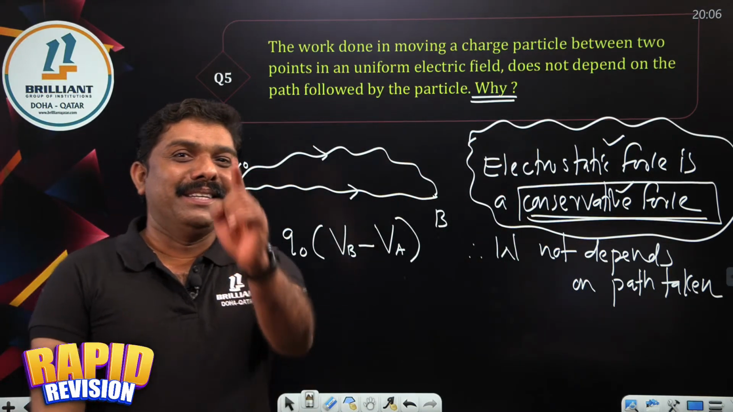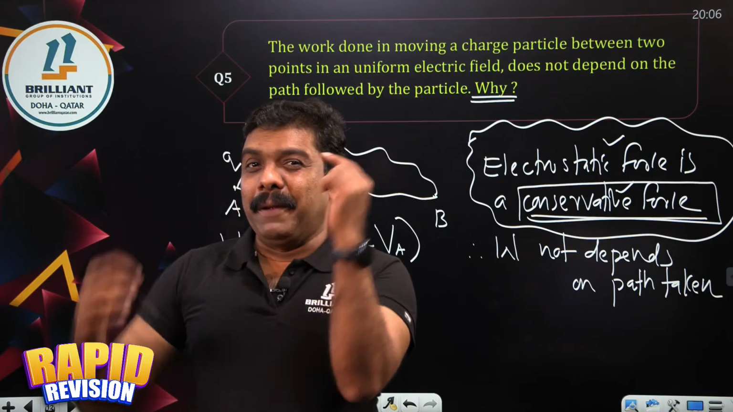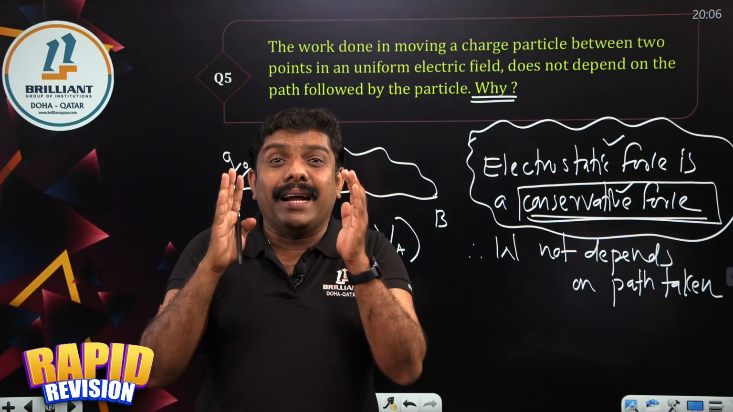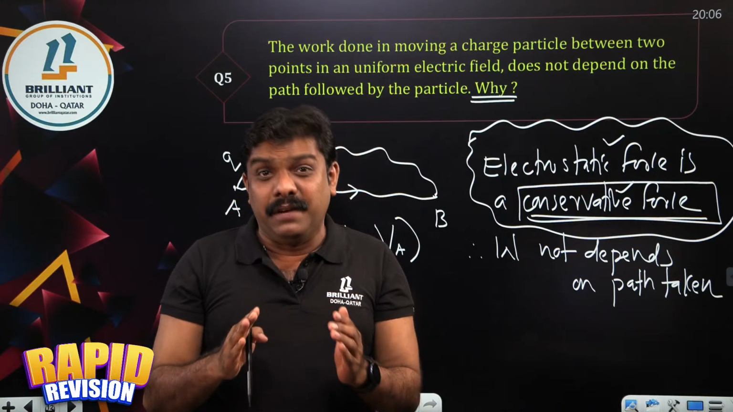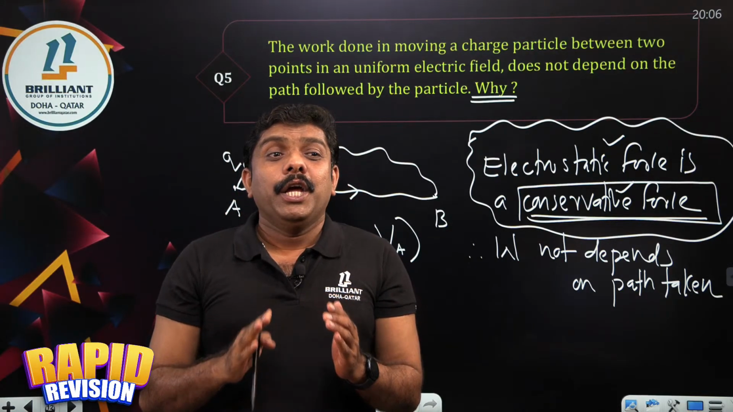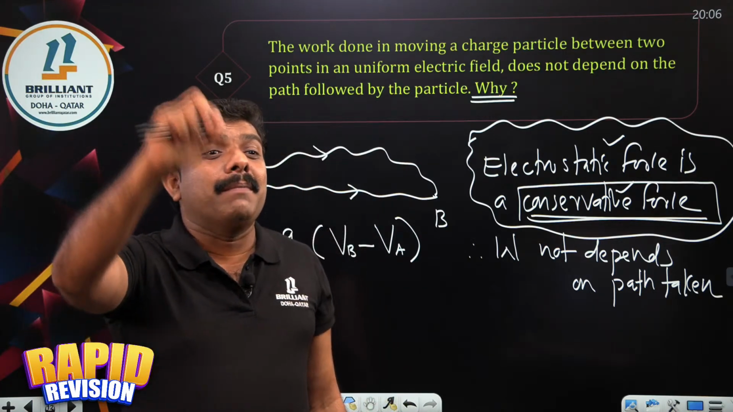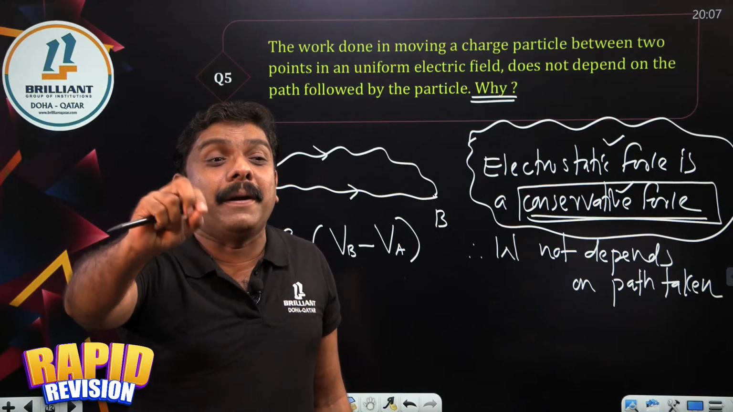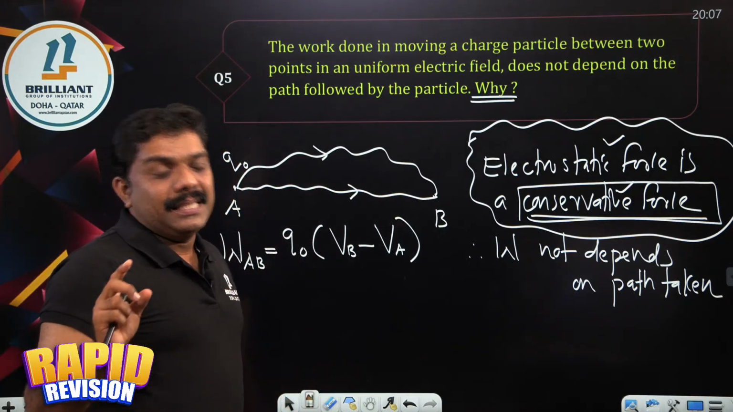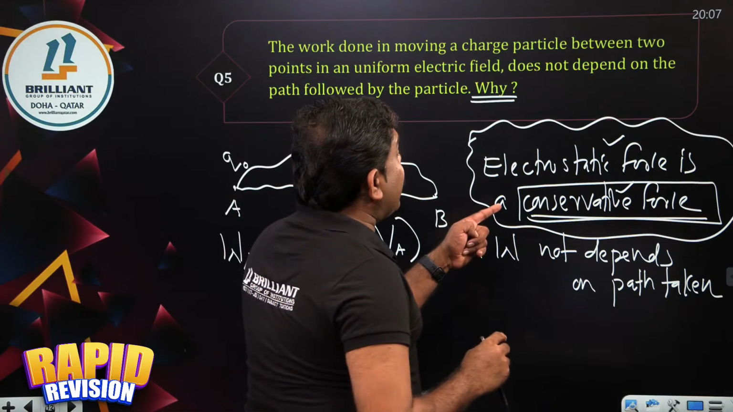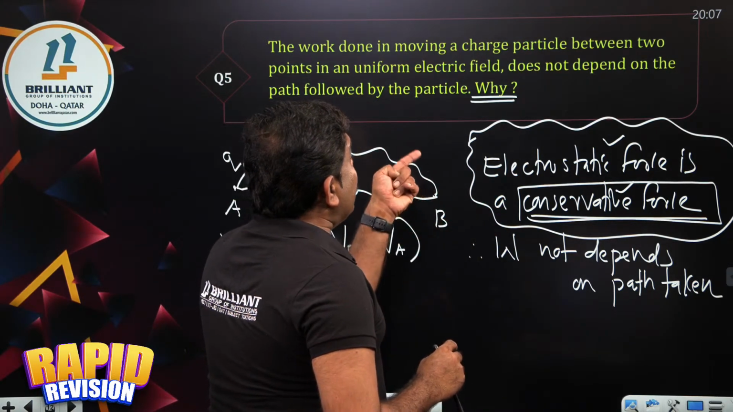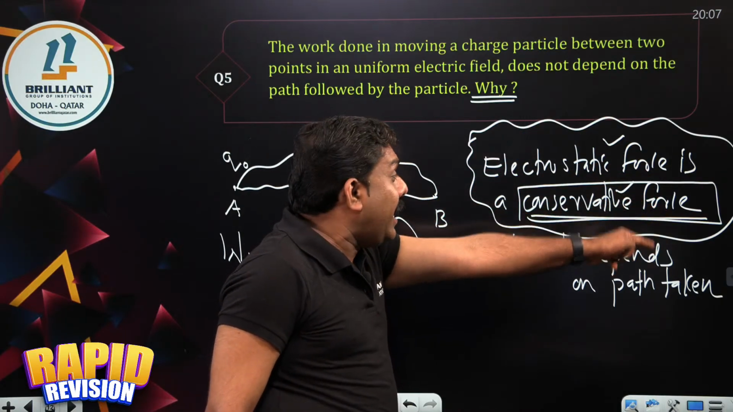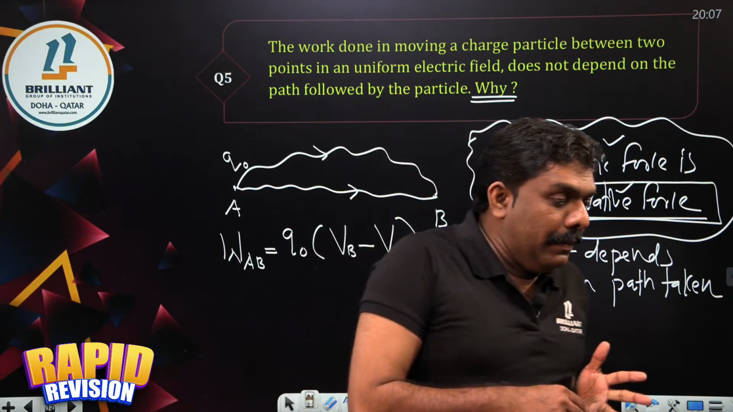So this statement is very important. I am repeating once more. Look, the electric force is a conservative force. That is why the work done is independent of the path taken when we are moving a charge between 2 points. In the same manner, electrostatic field lines are not a closed loop because electrostatic force is a conservative force.